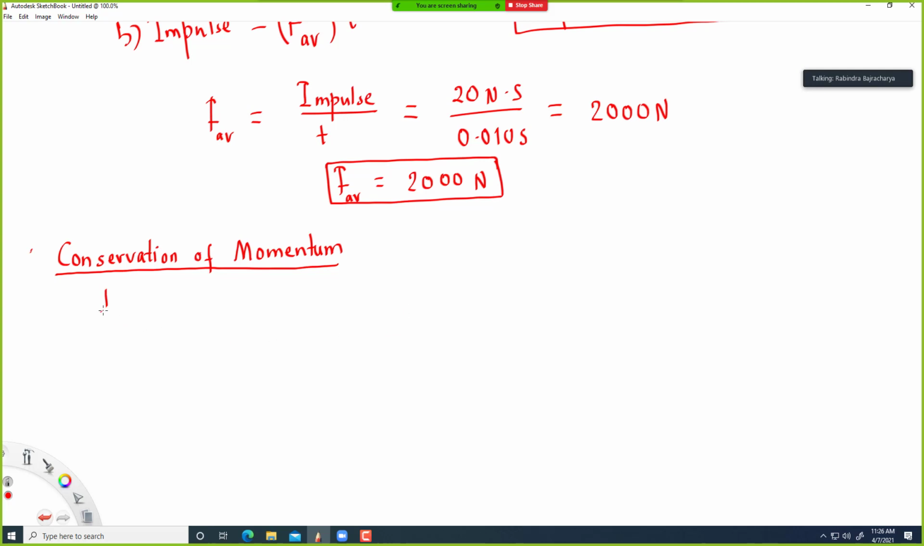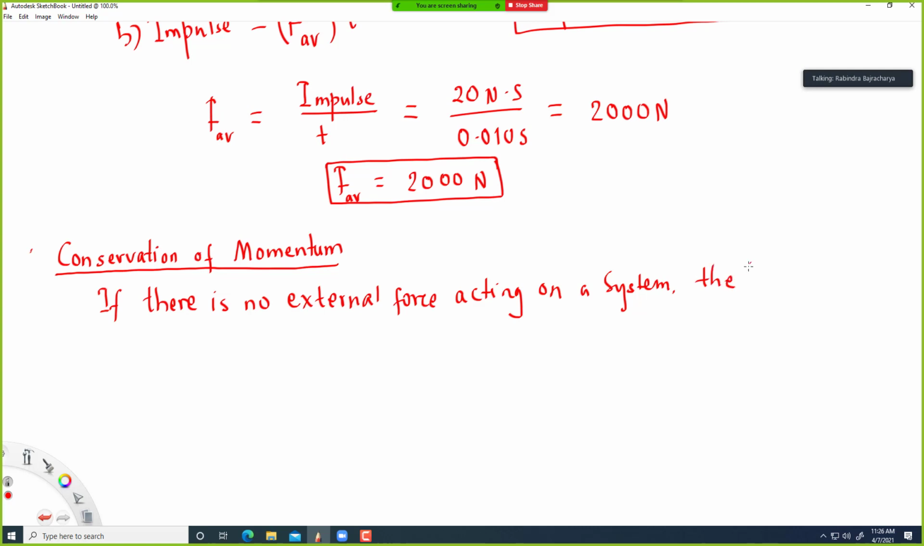So if there is no external force acting on a system, the total momentum of the system is constant or conserved. And this is what we will be verifying in lab today and tomorrow. The momentum of the system is conserved.